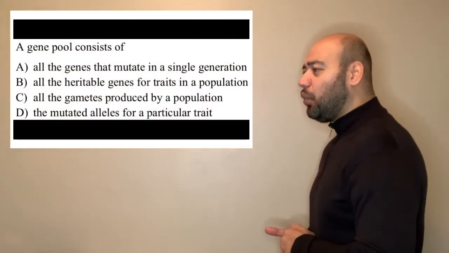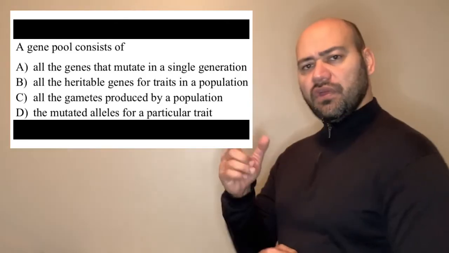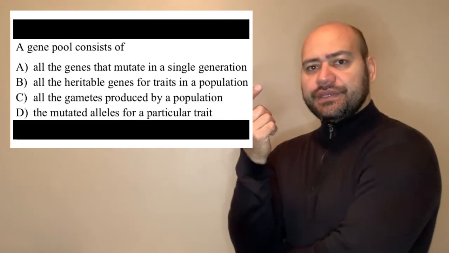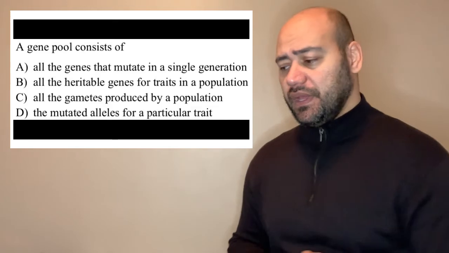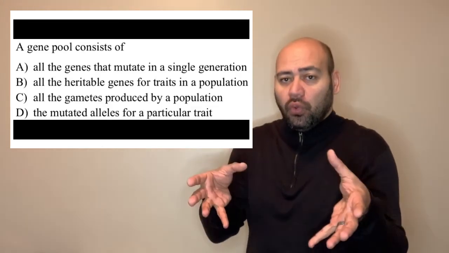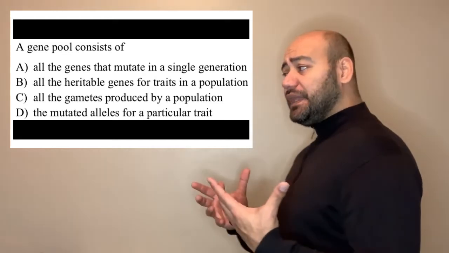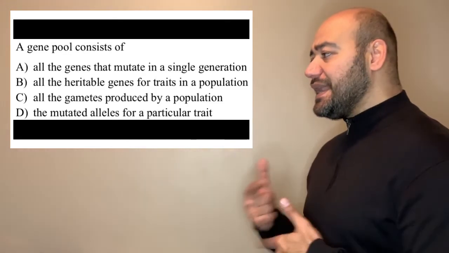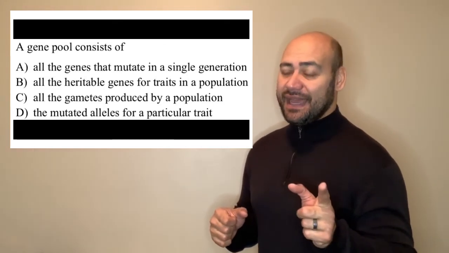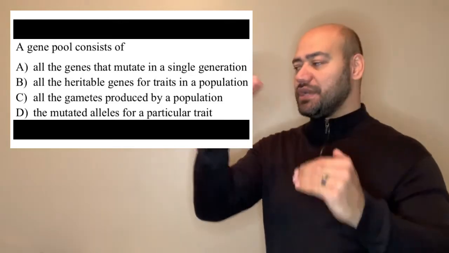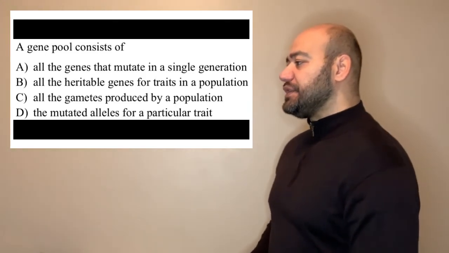Moving on. A gene pool consists of A, all the genes that mutate in a single generation. Think about that. A gene pool is basically a body of bio data, right? If you think about it, it's a lot of information, a gene pool. So I don't think that's the right answer, because when I say a lot of information, it definitely encompasses more than one single generation. So it cannot be tied to a single generation. Out. B, all the heritable genes for traits in a population. I like that. It means it is more than a single generation. All the heritable genes, all the genes that are able to be passed on in a population. I like that. We'll pause on B.